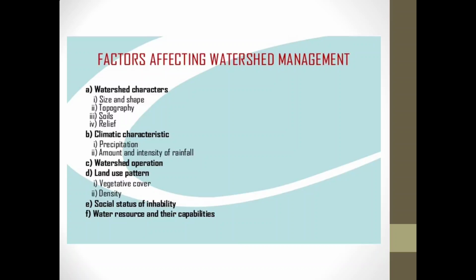In the climatic characteristic there are two factors that affect watershed management: the first one is precipitation, and the second one is the amount and intensity of rainfall. Then third is the watershed operation. Fourth is the land use pattern. In that there are two factors: the first is vegetative cover and the second is density. Then the next factor is the social status of inhabitability, and the last one is the water resource and their capabilities. So these are the various factors that affect watershed management.